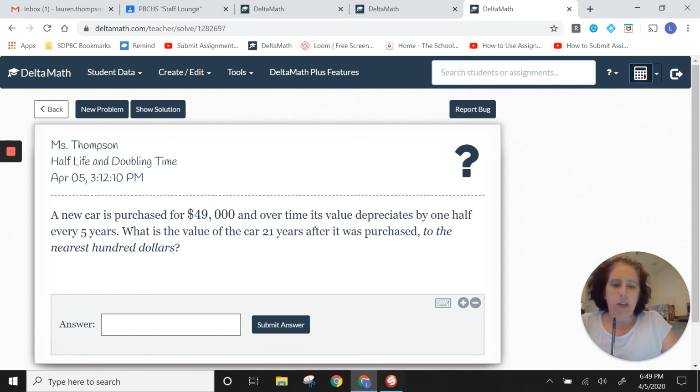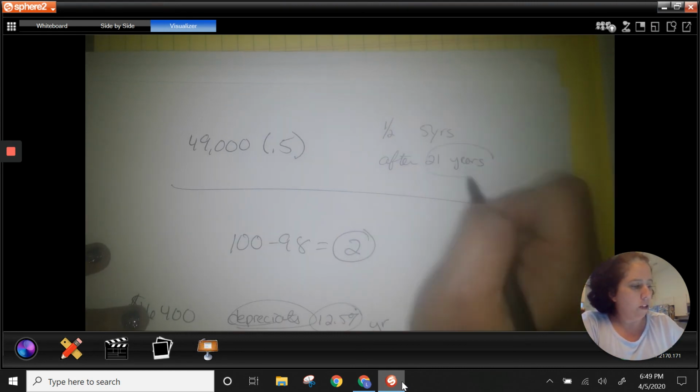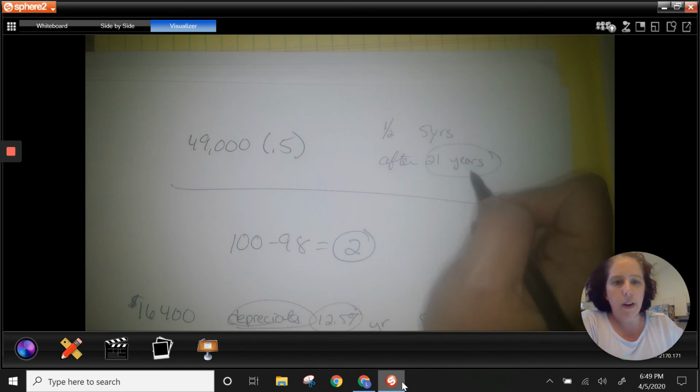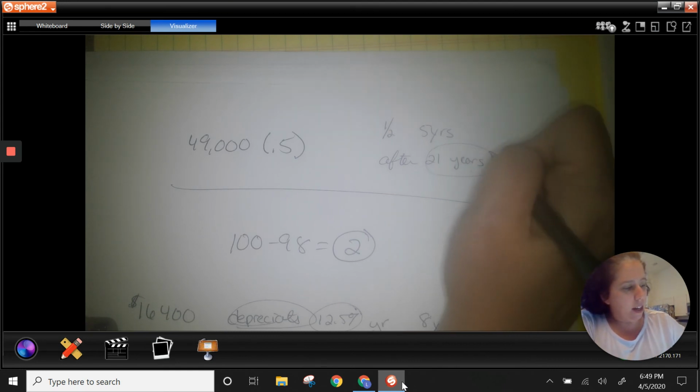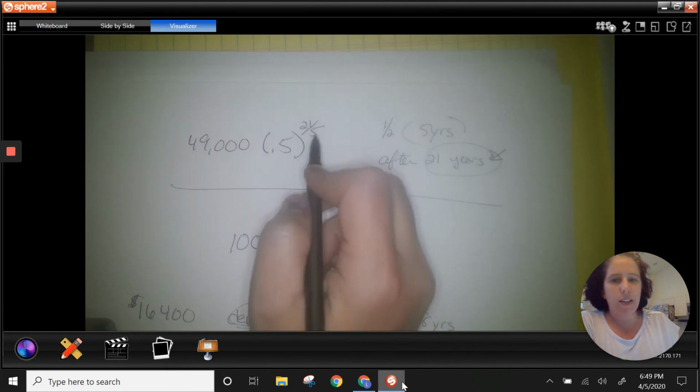Okay, so we'll switch it back over here so you guys can see this. Okay, so right up here. So you want it for 21 years and 5 years. So they want to know how many 5-year spans are in 21. All you're really going to do is take this number and put it over this number. So 21 divided by 5. That's going to be your exponent.